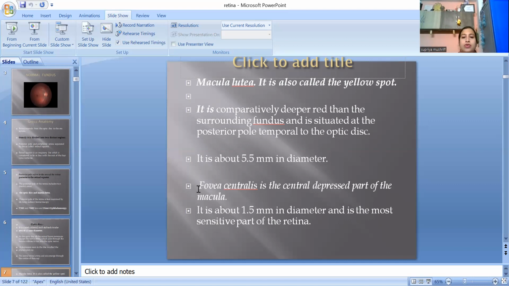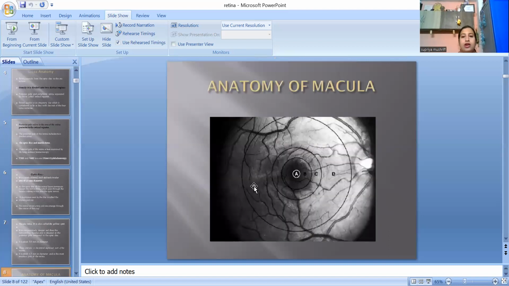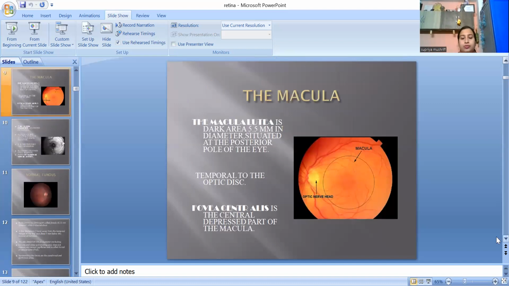It consists of one part which is central to it. So the name is fovea centralis, which is the central depressed part of the macula lutea, and it is about 1.5 millimeter in diameter and is the most sensitive part of the retina. Now, this is how the anatomy of macula looks. It is divided into 4 zones. Central, so this is macula, then central to it is fovea, and again central to fovea is foveola. So the diagram to draw the anatomy of macula can come in your examination.